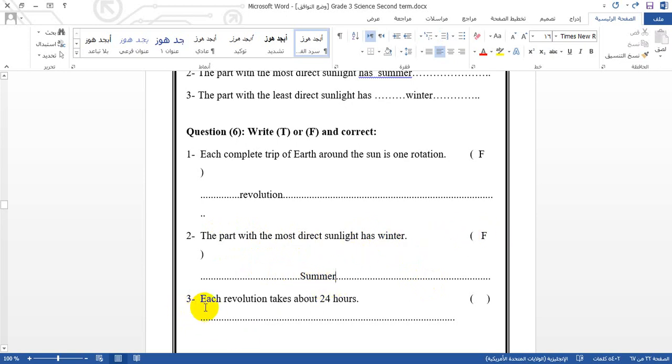Number 3. Each revolution takes about 24 hours. False or true? Sure, it is false. The correct answer is what? Because he is asking you about the revolution, by the way, not rotation. So for that reason we will write here 365 days, which is about 1 year. Let's go to the next page.